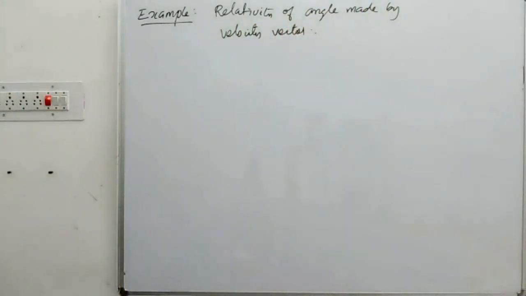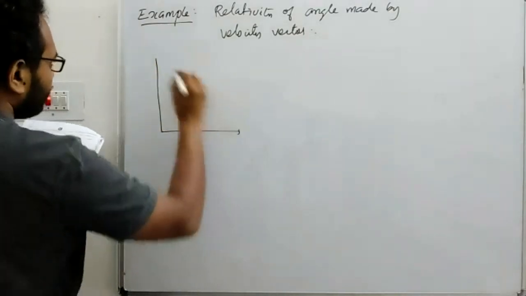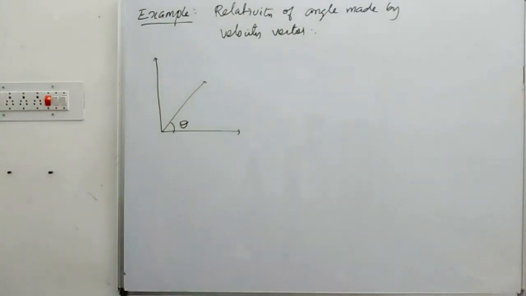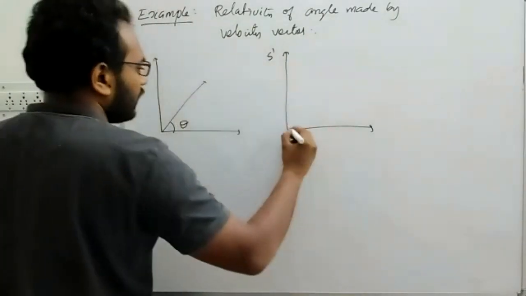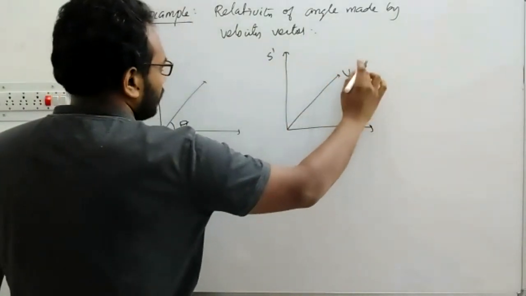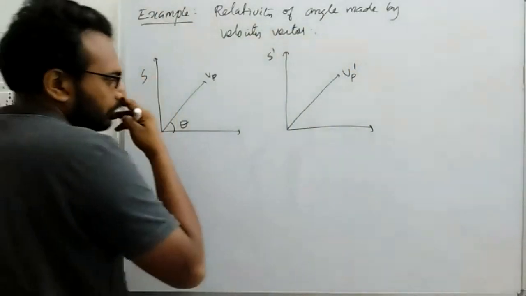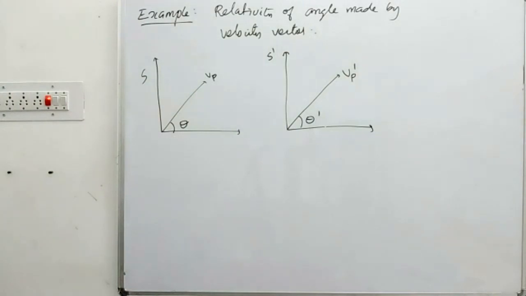So let the velocity of a particle make an angle theta with the plus x direction in S frame. So you are looking at, this is the S frame and this is the velocity vector. It makes an angle theta with plus x direction in S frame, and its velocity makes an angle theta prime in S prime frame. In S prime, this is the velocity vector. Let's call it Vp prime. We'll call this Vp. Imagine that this is some particle P moving, and let this be theta prime.